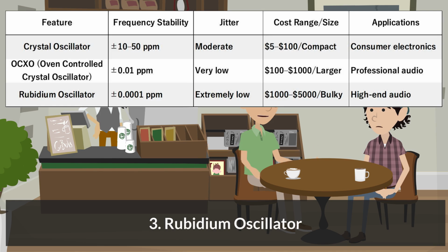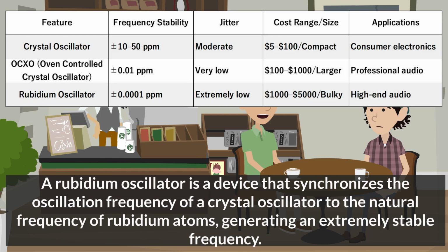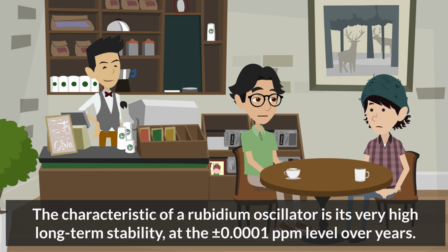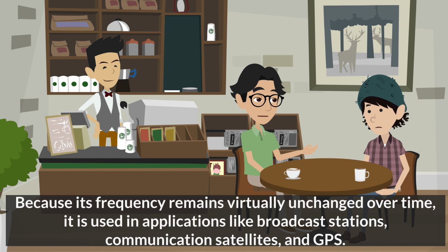Third, the rubidium oscillator. A rubidium oscillator is a device that synchronizes the oscillation frequency of a crystal oscillator to the natural frequency of rubidium atoms, generating an extremely stable frequency. The characteristic of a rubidium oscillator is its very high long-term stability at the plus or minus 0.0001 ppm level over years. Because its frequency remains virtually unchanged over time, it is used in applications like broadcast stations, communication satellites, and GPS.